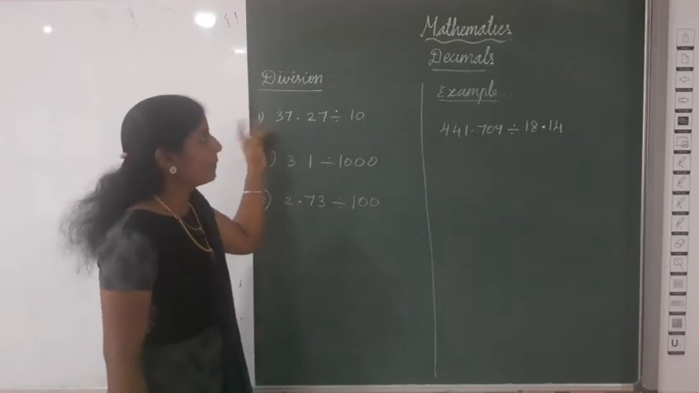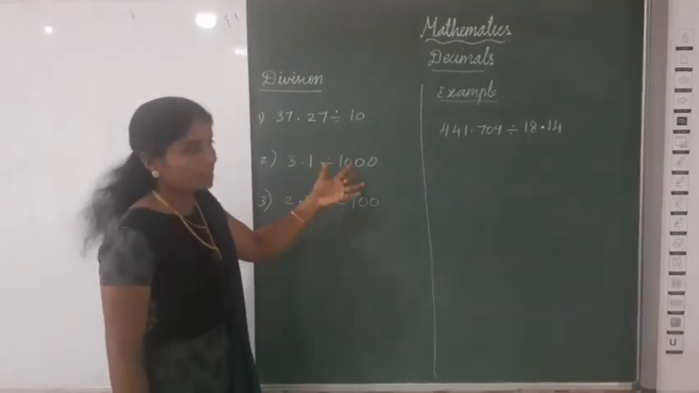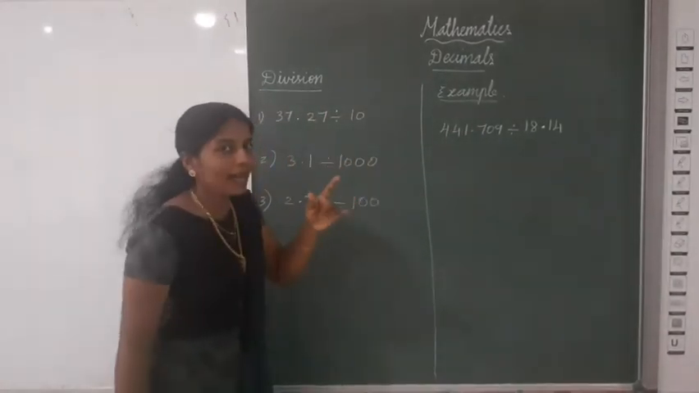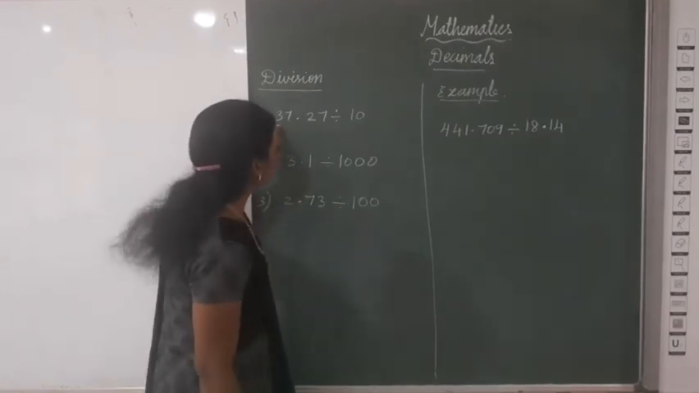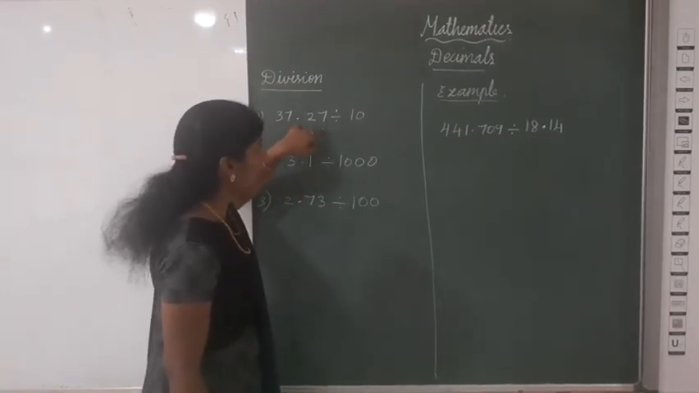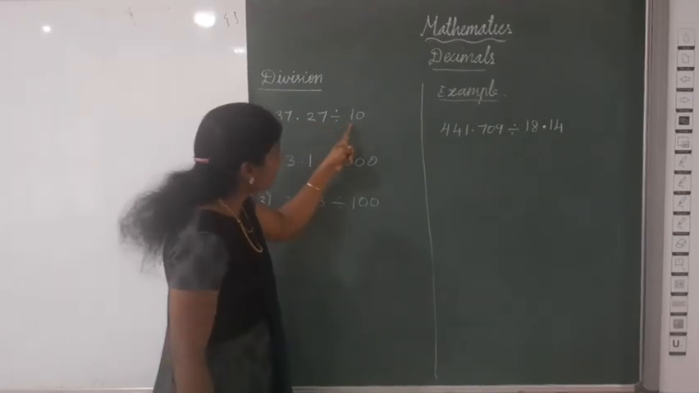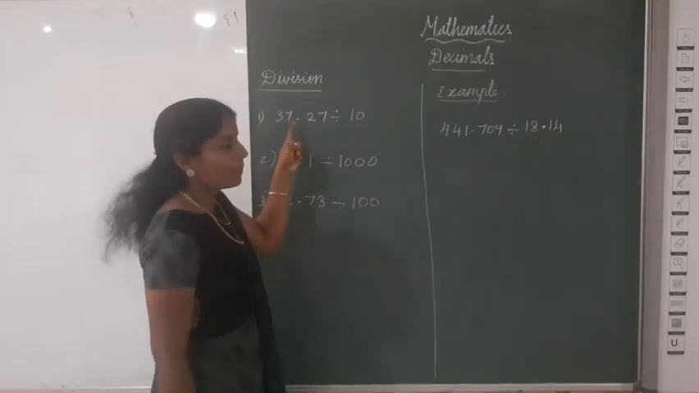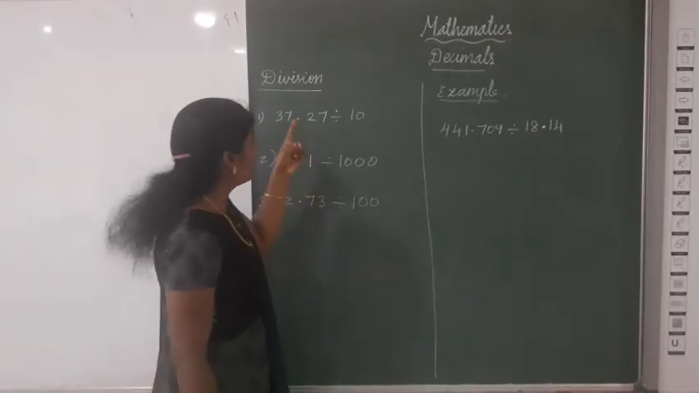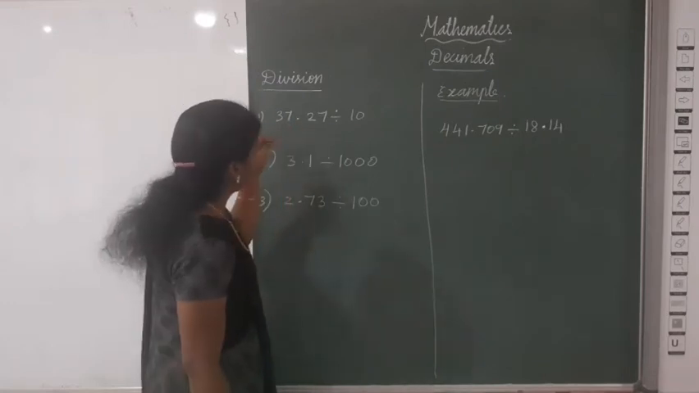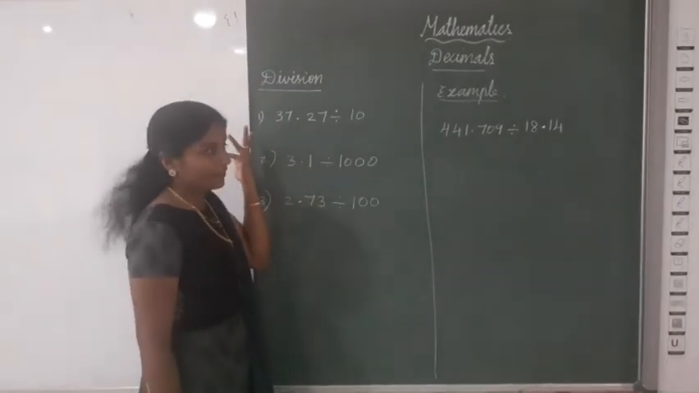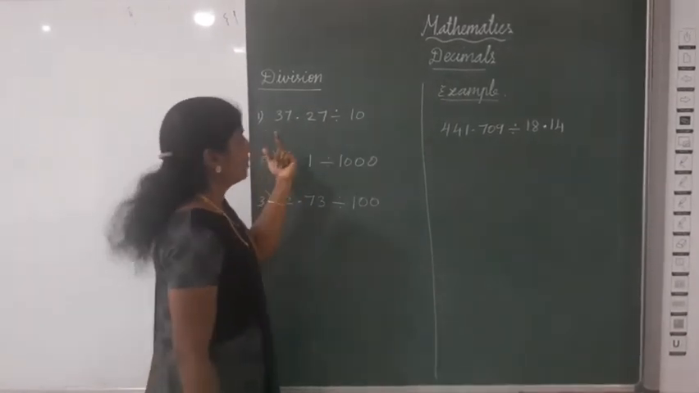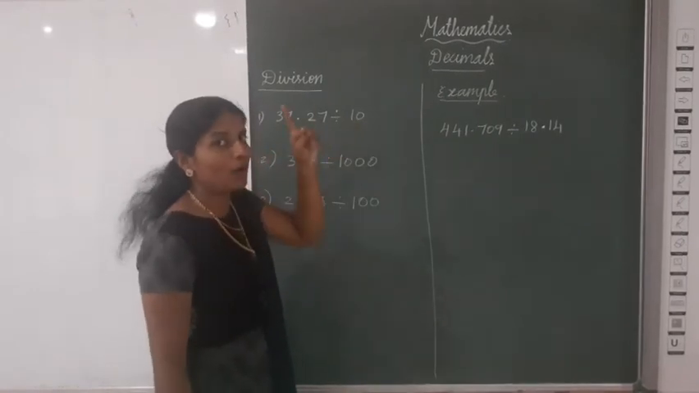First one, 37.27. This is a decimal number divided by 10, 100 or 1000. Now we need not use the division method. We can write the answer in one line. 37.27 divided by 10. Here after 1 we have only one 0. Where do you put the decimal point? Move the decimal point one place to the left, because after 1 we have only one 0.